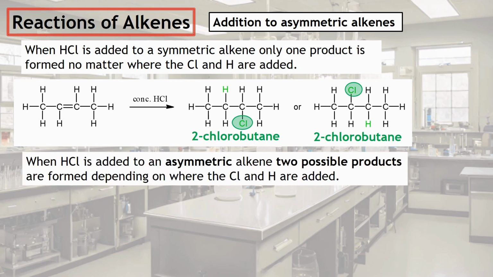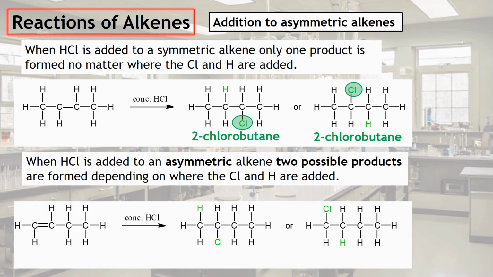If we have an asymmetric, we get two possible products. So here is our asymmetric molecule. We can see here that we can add the chlorine to the second carbon, and then we would get the product of 2-chlorobutane, or we can add it to the first carbon, and we would have the product of 1-chlorobutane. So when we add this HCl, or we add the reagent that has two different things that are going to join to the double bond, we will get two different products if our molecule is asymmetric.